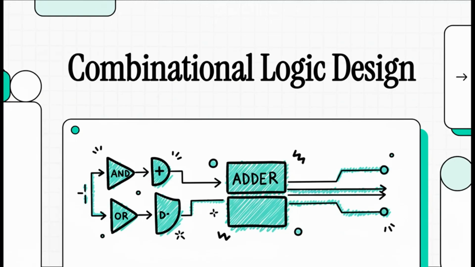All right, let's dive right in. Today, we are pulling back the curtain on our digital world to look at the very core of how pretty much everything thinks. From your smartphone to your calculator, it's a concept called combinational logic, and it's basically the secret sauce behind how machines make split-second decisions.